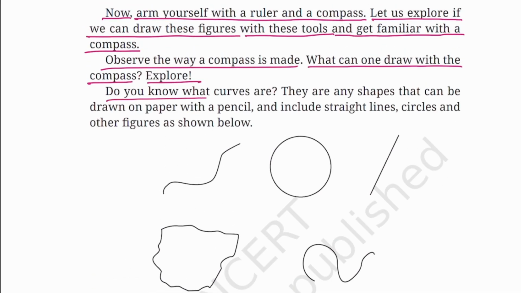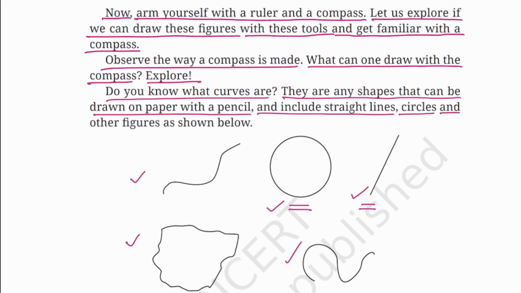Do you know what curves are? They are any shapes that can be drawn on paper with a pencil. You can see curves here. This is called a circle. This is called a line segment. They include straight lines, circles and other figures as shown below.